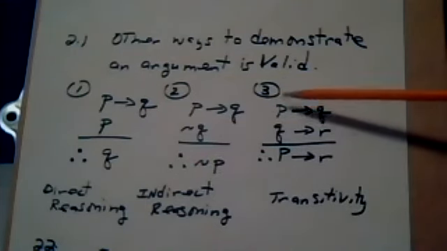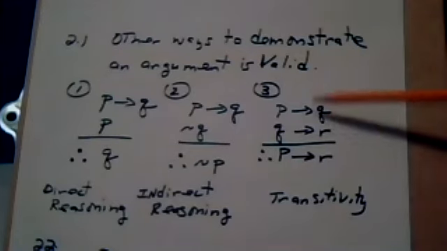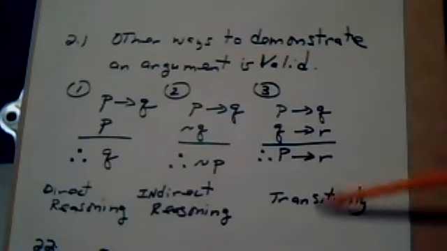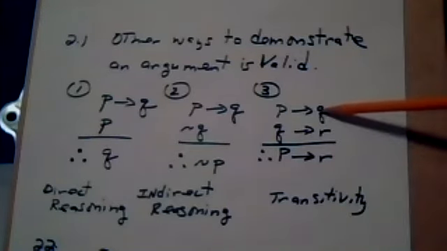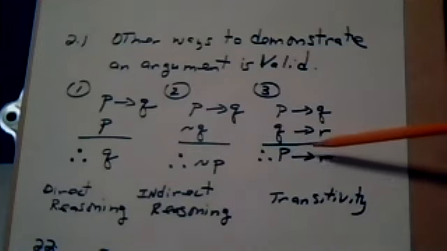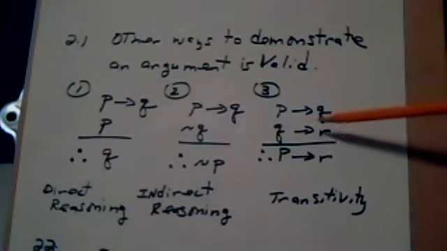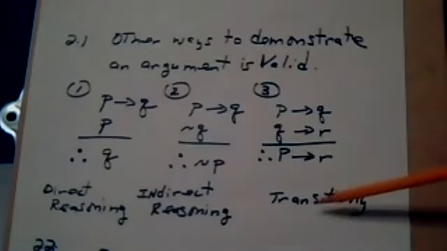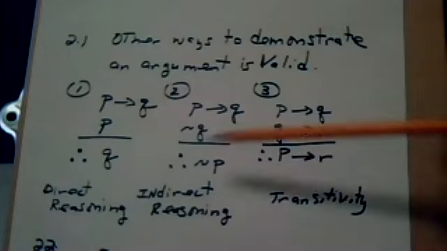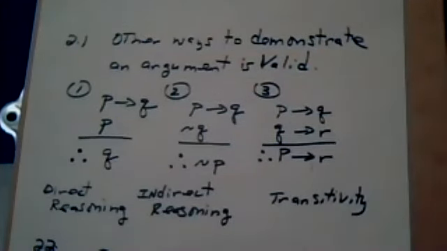This one, I'm going from P to Q and then Q to R. It's transitive. For P to Q, and then I go Q to R. That means I could go from P to R. It's like a bus taking you to different places, from the first place to the last place. If your argument is in this form, it's valid. This was the direct reasoning form, the indirect reasoning form, and the transitivity reasoning form.